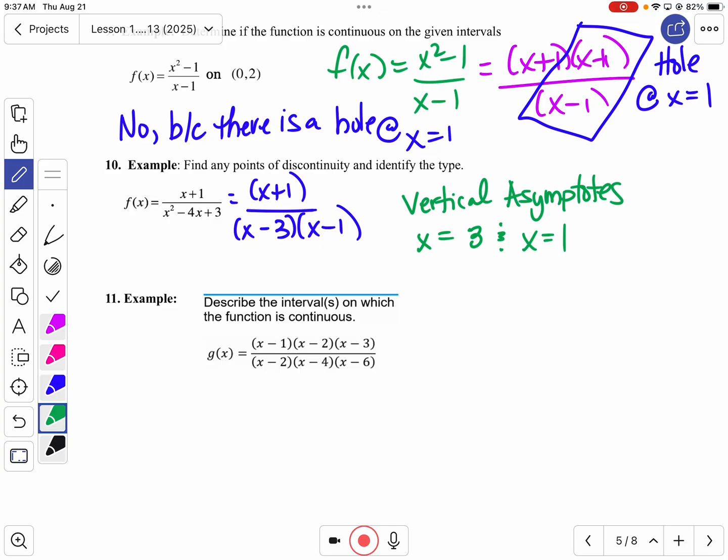Okay, last one. Describe the intervals on which this function is continuous. So this time, it doesn't want me to tell where the discontinuities are. It wants me to tell where it is continuous. Play with that one a minute.